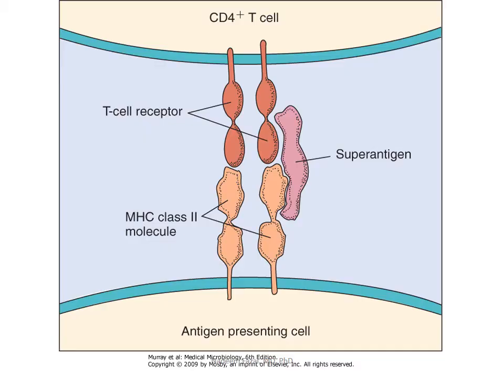And then again, MHC class 2 needs to talk to CD4. Normally, antigen should be there, but there's none. So the superantigen bypasses that and fools the system, and then creates an uncontrolled cytokine release.